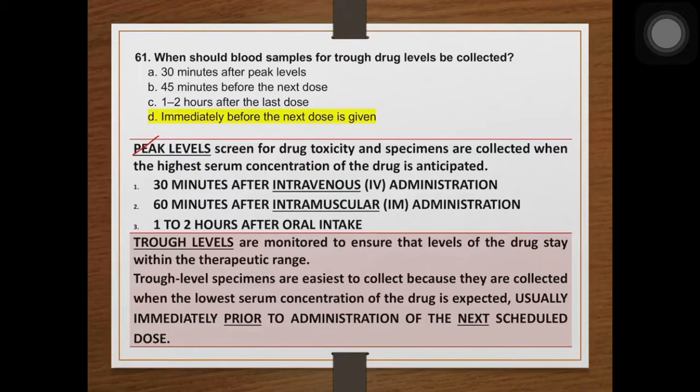Trough naman po, ito yung lowest concentration ng drug. Usually, yung blood sample po dito ay kinukuha 30 minutes before giving the next dose. So, immediately before the next dose, usually 30 minutes before the next dose. Correct answer is 61, letter D.